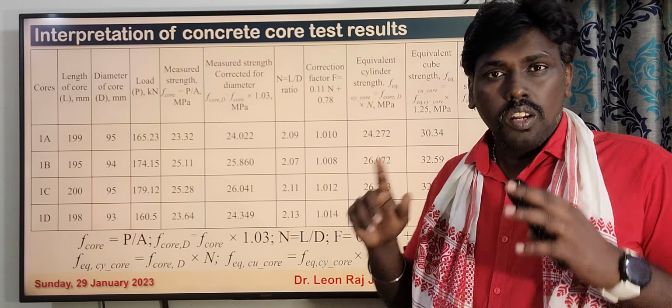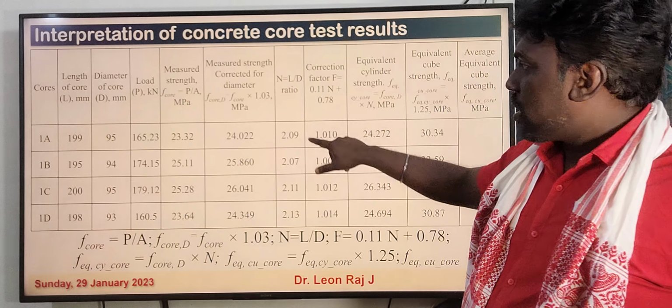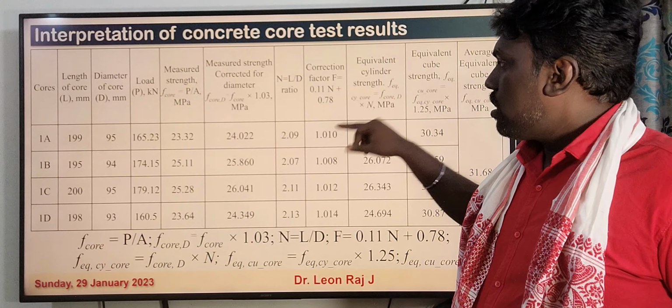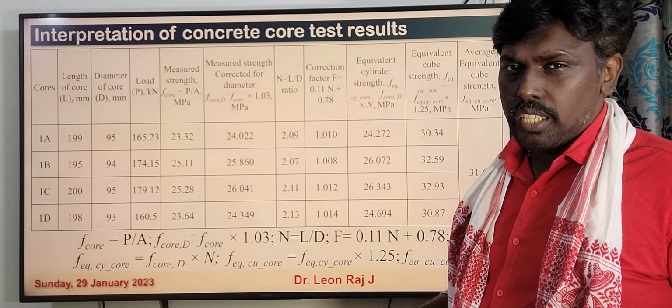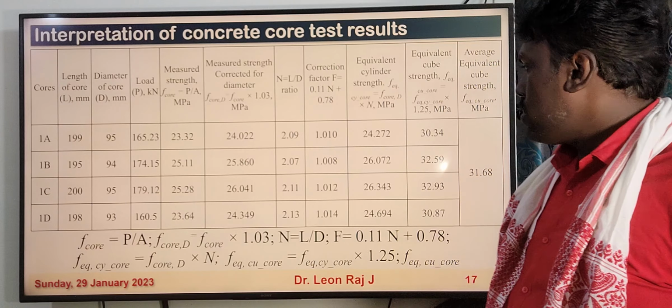So going for a slenderness ratio less than 2 is not advisable. As per code, it is allowed, but it is not advisable. Always try to go for a slenderness ratio of nearly 2.0.